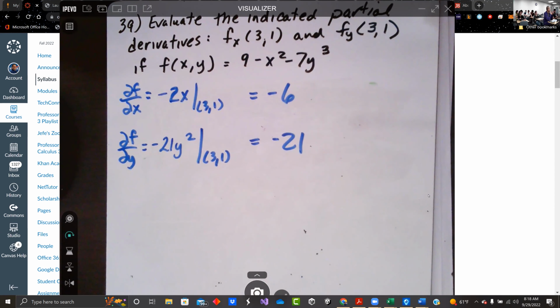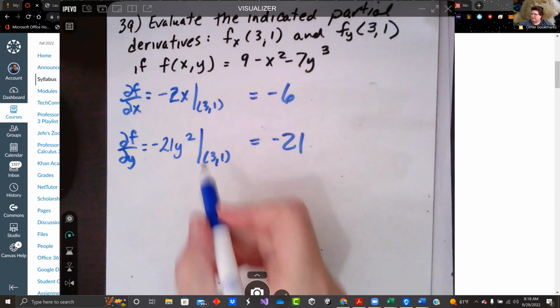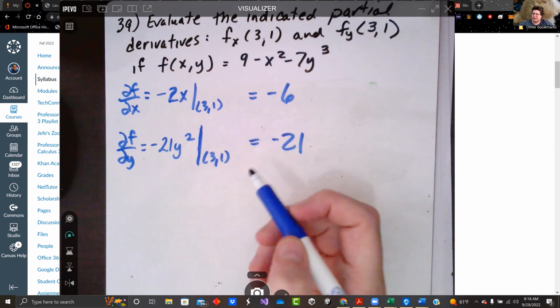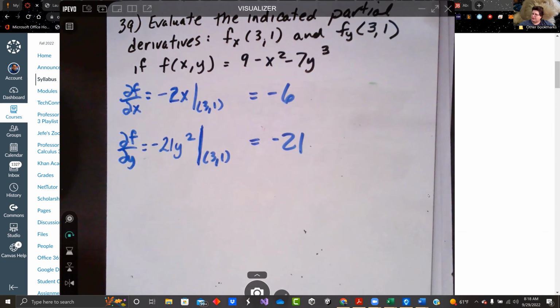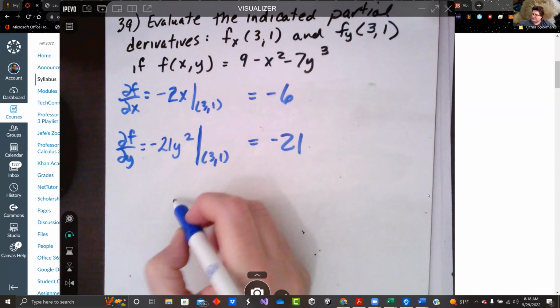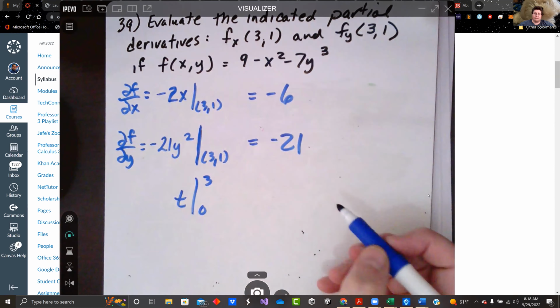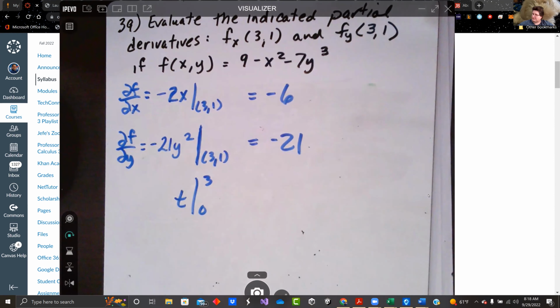I forgot the notation. I just watched the video. This is similar to when you do the integration. This vertical bar is the same thing as when you integrate. Like if you integrate a constant, you get t and you're evaluating from 0 to 3. Same type of notation.